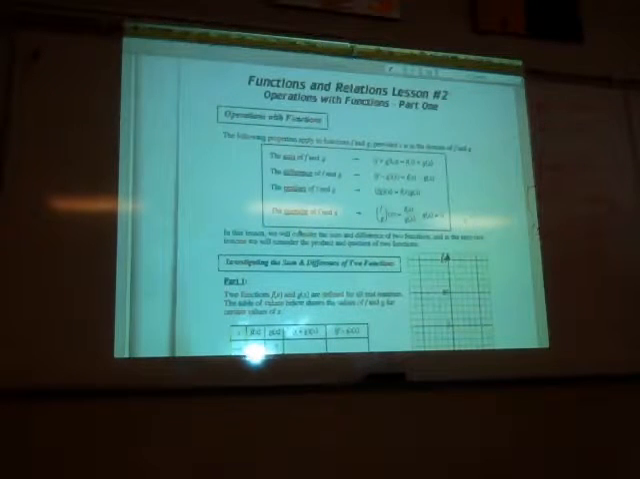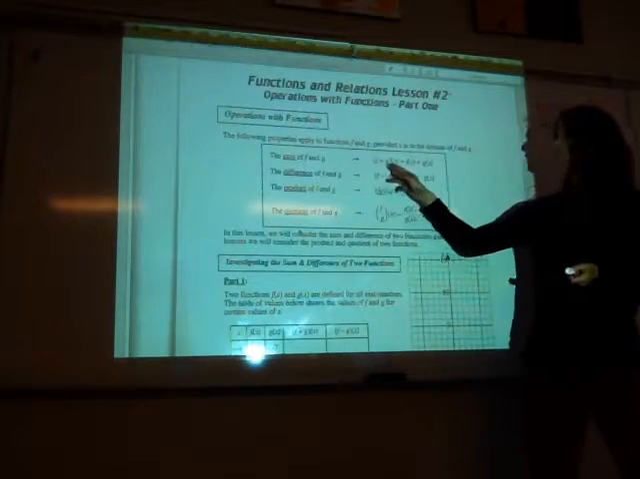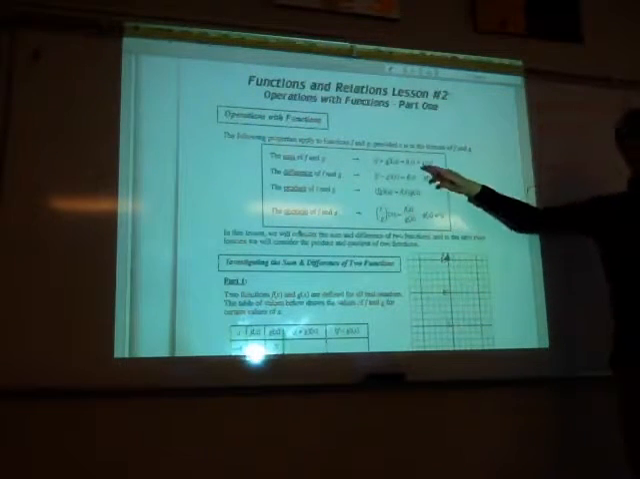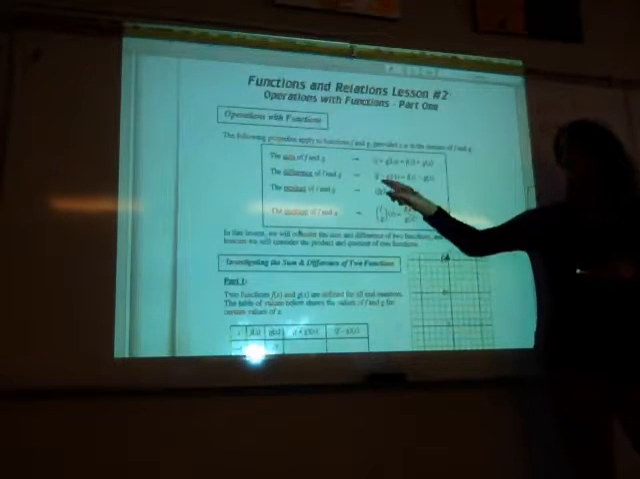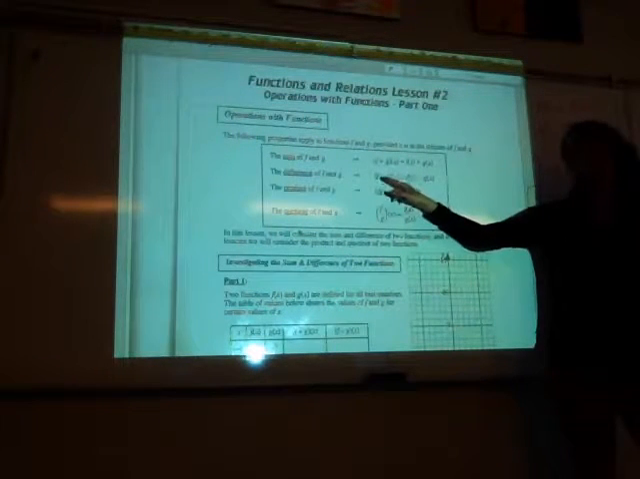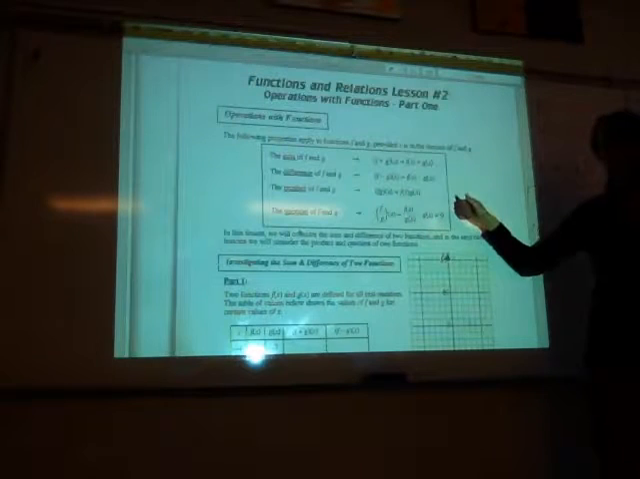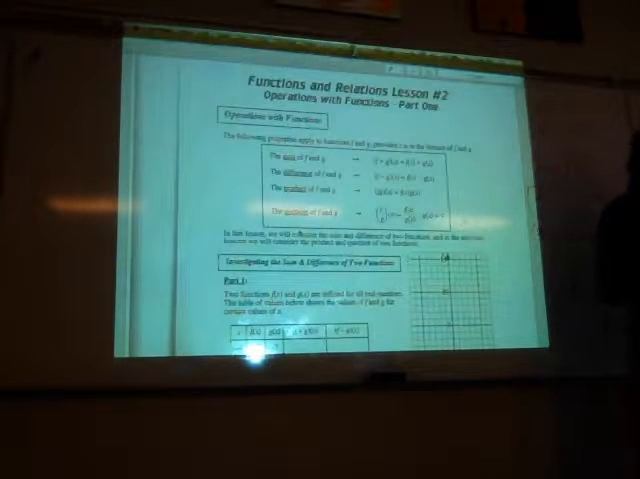Okay, so that's basically how I would interpret the operation f plus g of x or f of x plus g of x. You just add the 2 functions together. Okay, same thing with the difference of f and g. If I have in notation f minus g of x, that's the same thing as f of x subtract g of x.